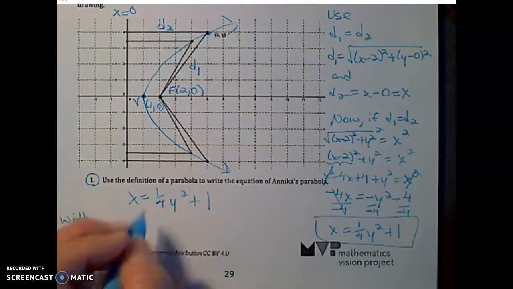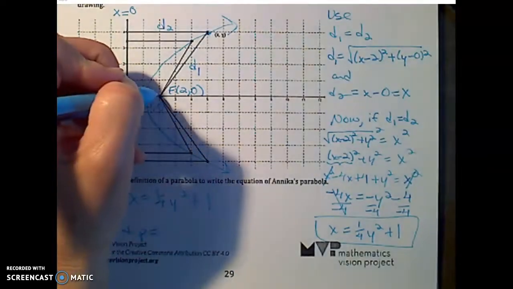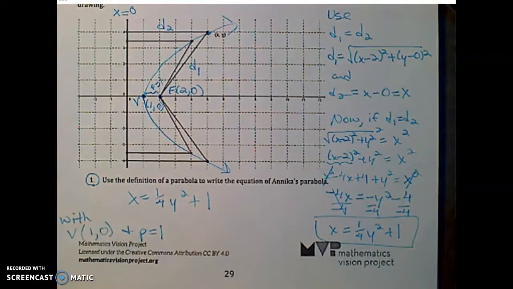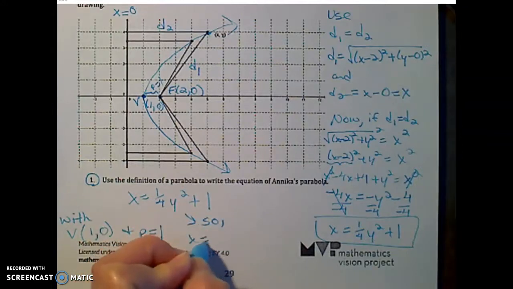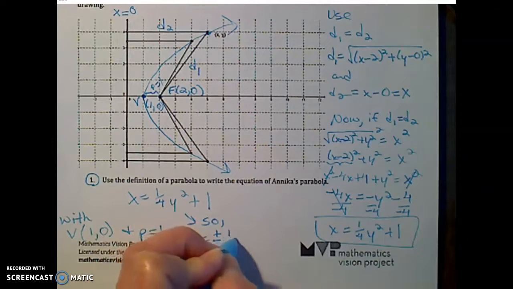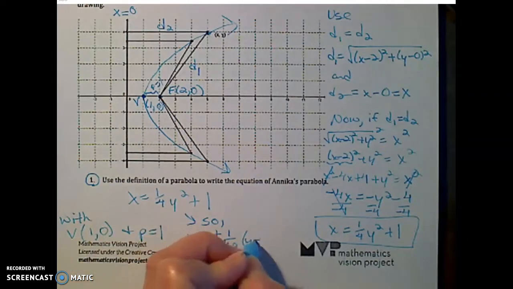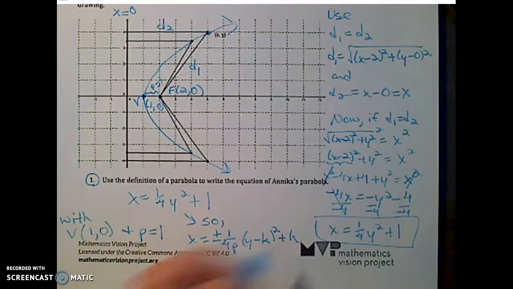See if you can find it in the equation. And what's the p-value? Please find the p-value from up above. That distance from the vertex to the focus, in this case, is p equals 1. And we're going to start to see the standard equation of a right opening or left opening parabola is going to be x equals plus or minus 1 over 4p times y minus k, careful here, squared, plus h.